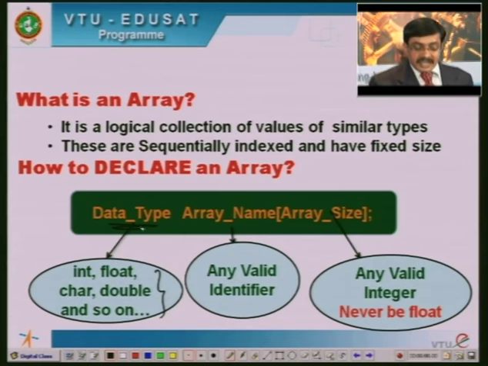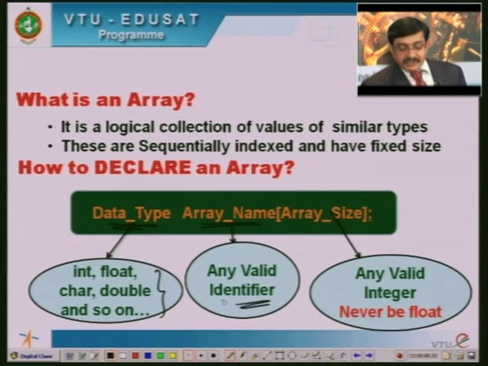We have to mention the data type first, followed by the name of an array, and the name of an array can be any valid identifier. In C language, an identifier must start with a letter or an underscore, followed by zero or more sequences of letters, underscores, or digits. That's the rule we're supposed to follow in naming any identifier.